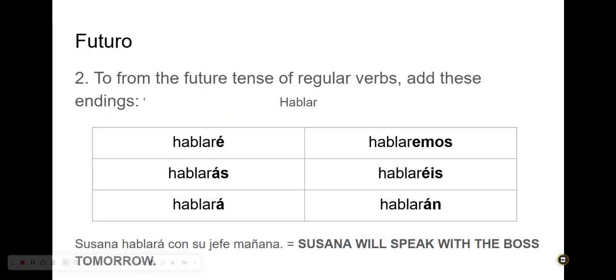So to form future tense, like I will do this, as I said, you literally, for any verb, do not take the ending off, which is the first time we've ever seen that, and you attach this ending to it. So it becomes hablaré, hablarás, hablará, hablaremos, hablarán. Notice that these all have an accent mark with the exception of the nosotros, okay? Hablaréis is the vosotros form, like you all will talk. Okay, Susana hablará con su jefe mañana. Susanna will speak with the boss tomorrow. It doesn't matter what, these are the only endings that are the choices. It doesn't matter whether the verbs are AR, ER, or IR.